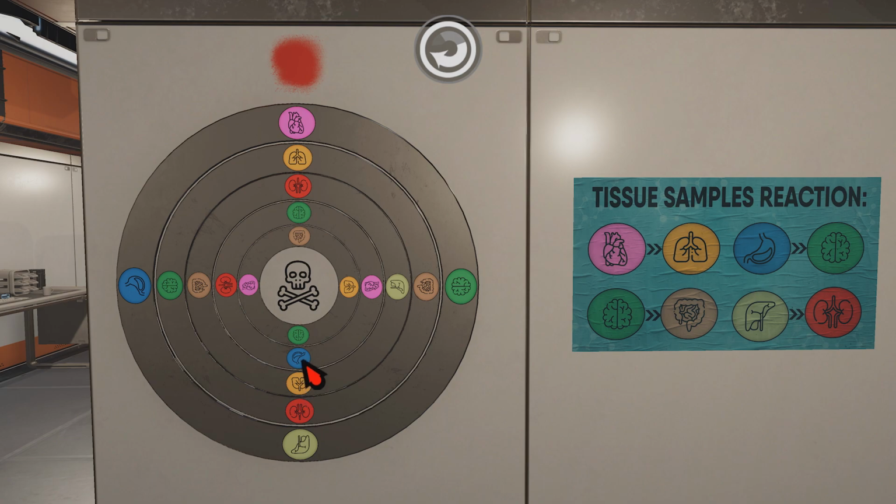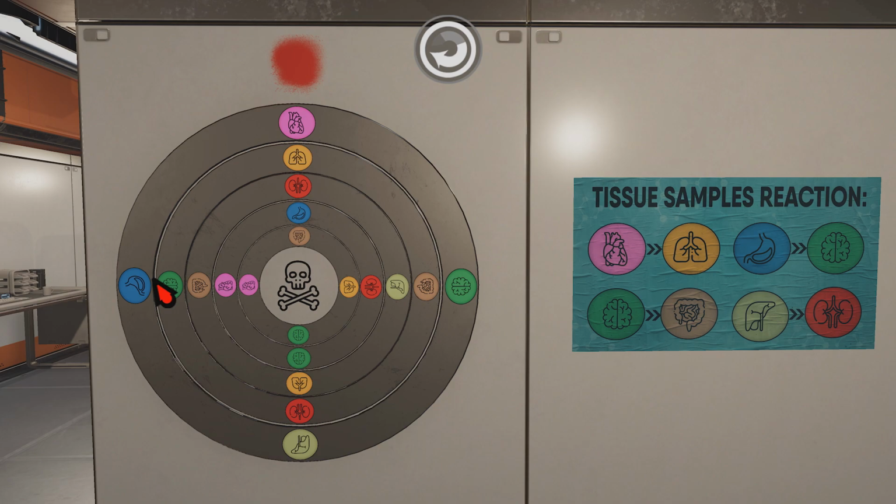Liver, kidney, lung, stomach, brain, brain. I mean, none are repeating this time, but I don't. It goes from brain to that, and liver to kidney, though. So the kidney would have to be there.